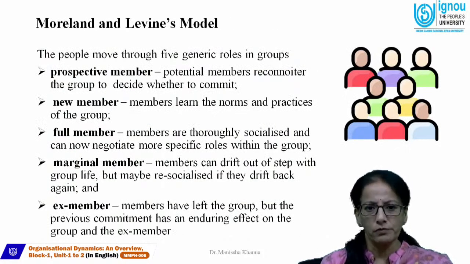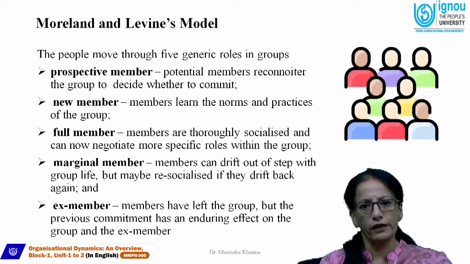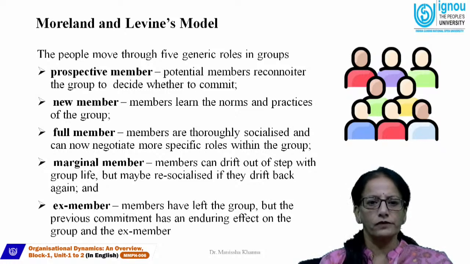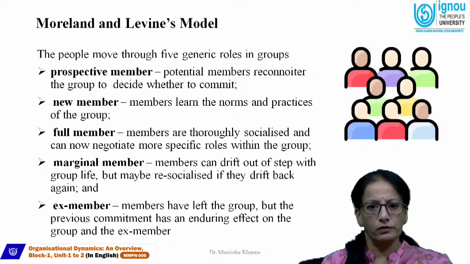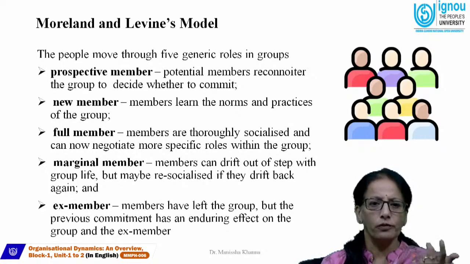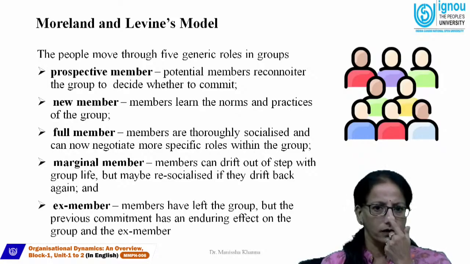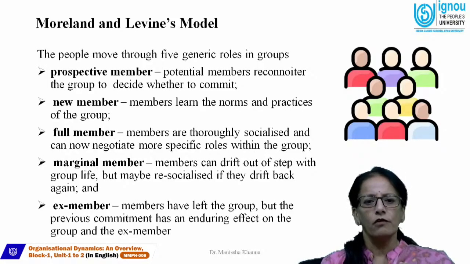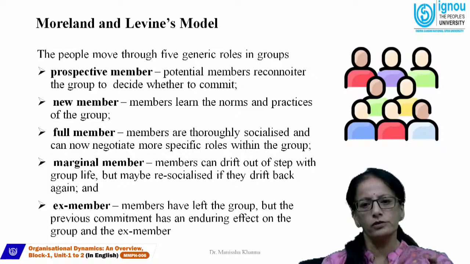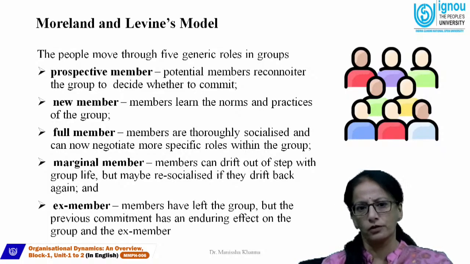Moreland and Levine's model refers to 5 generic roles. Members can be prospective members, who decide whether to commit; new members, who are new to the norms and practices and learn the new norms and practices. A full member is one who is thoroughly socialized and can negotiate more specific roles within the group.